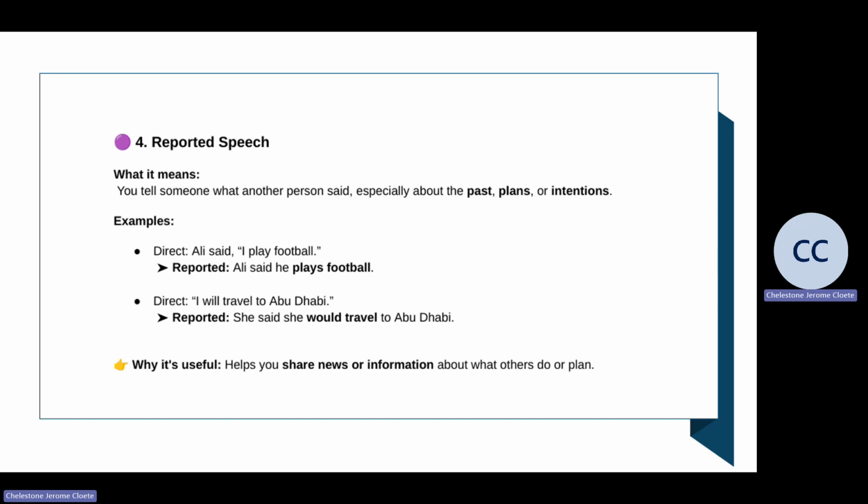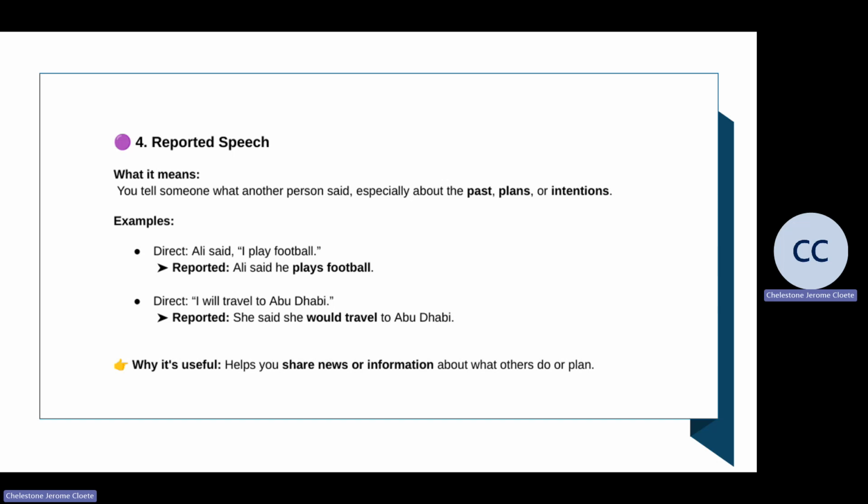For example, the direct is I will travel to Abu Dhabi. Reported, she said she would travel to Abu Dhabi. Also remember how we convert some words sometimes. If the person says, I will go to Abu Dhabi tomorrow, then we change tomorrow into the next day. He said he would go to Abu Dhabi the next day.